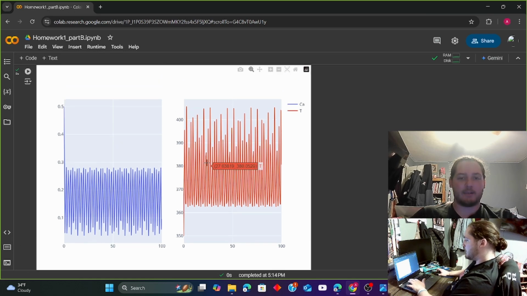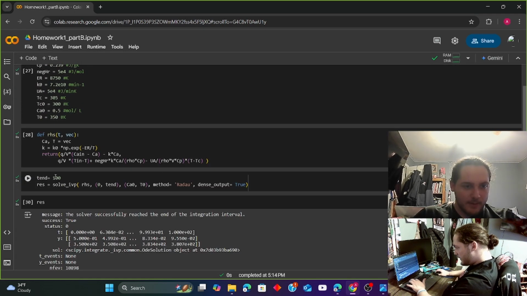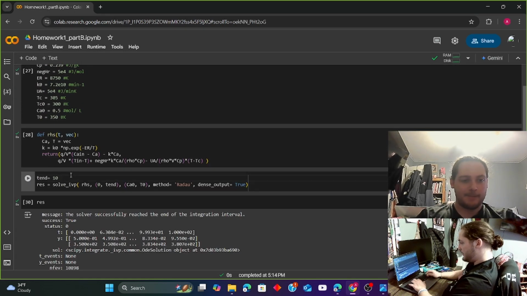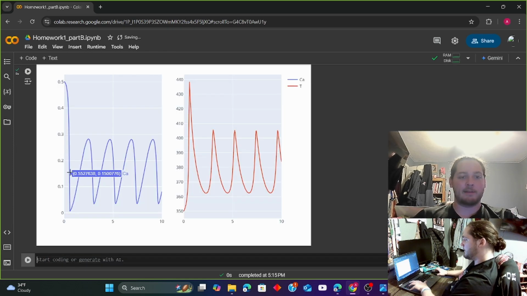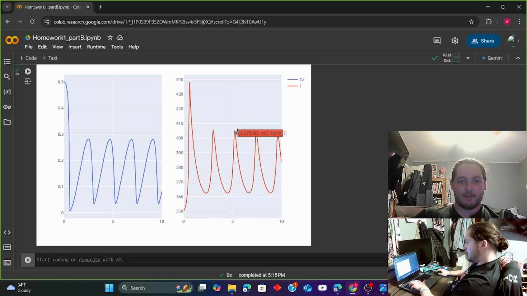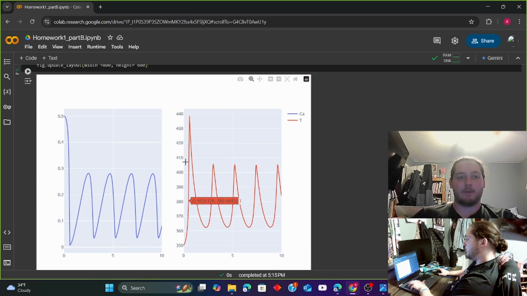Oh, that's why we have our time steps going too long. Let's make this 10. All right. So here is our concentration profile as well as our temperature profile for the exothermic reaction being performed in the CSTR.